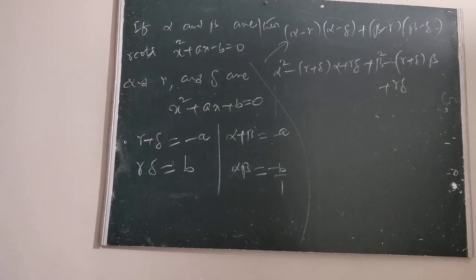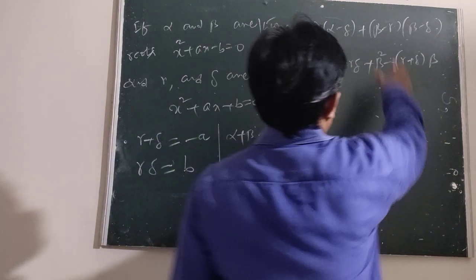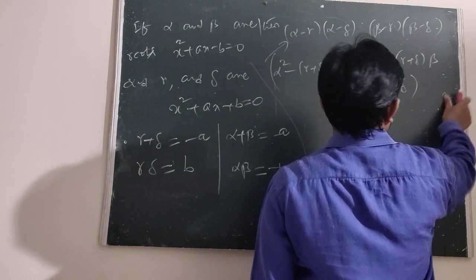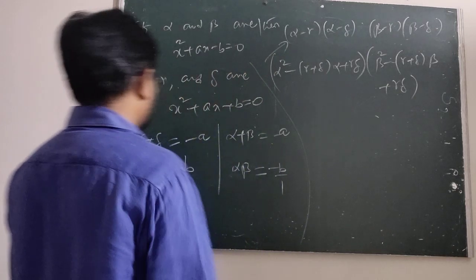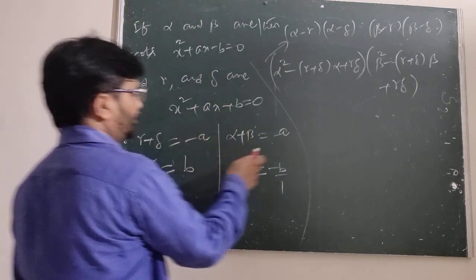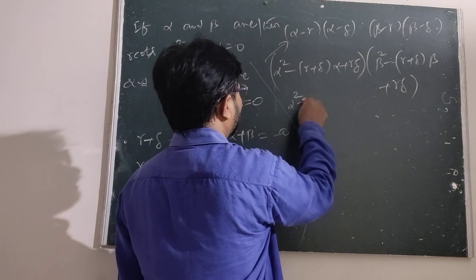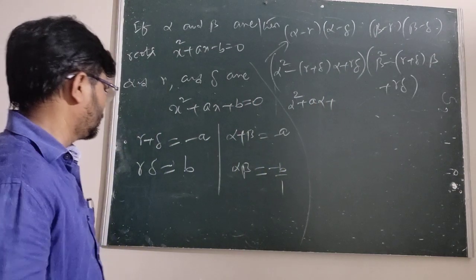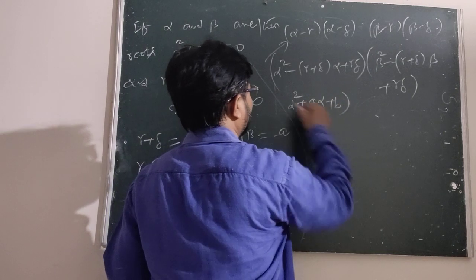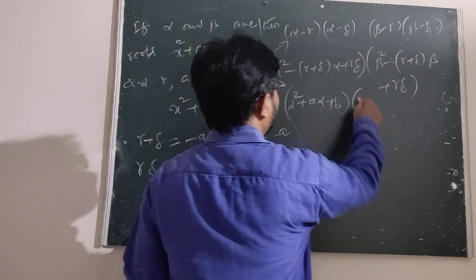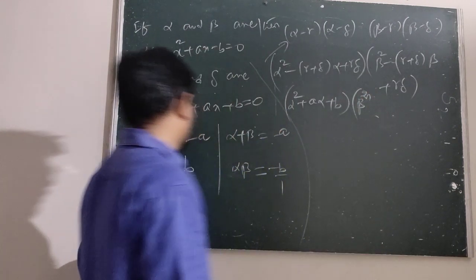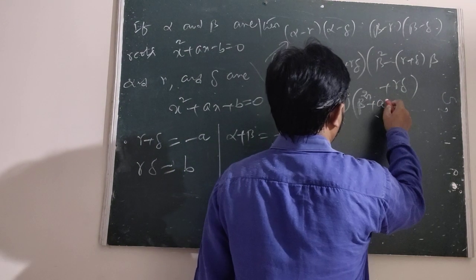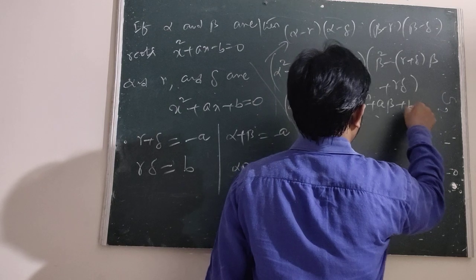So here we observe that gamma plus delta is the sum of the roots of the second equation, which is minus a, so we get alpha square plus a alpha, and gamma delta value is b. Now we take beta square: gamma plus delta is minus a, minus of minus is plus, so beta square plus a beta, and now this is plus b.